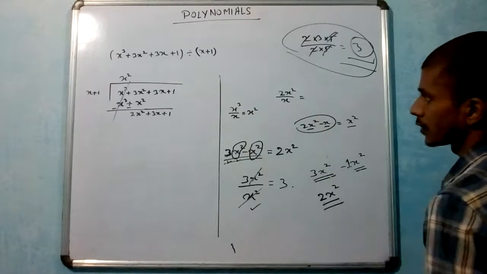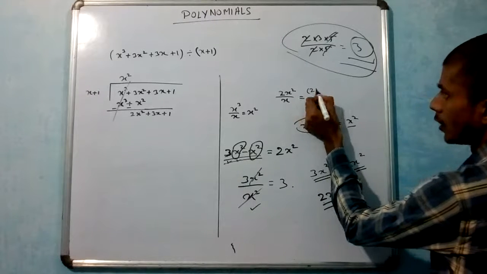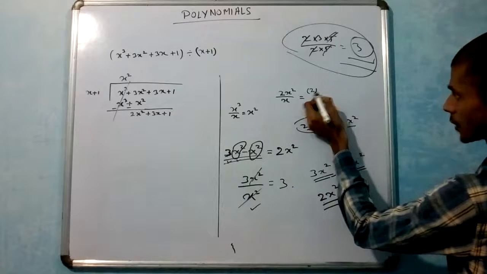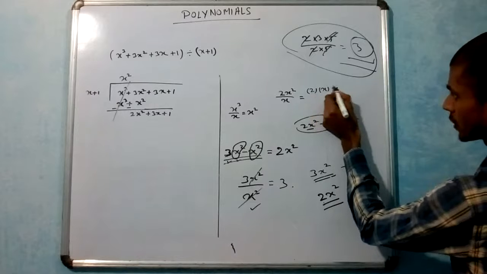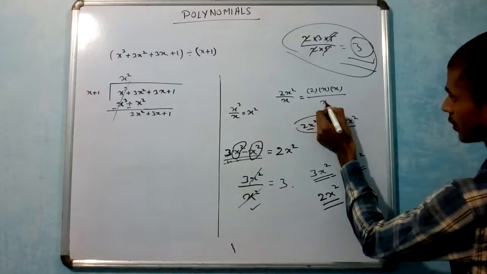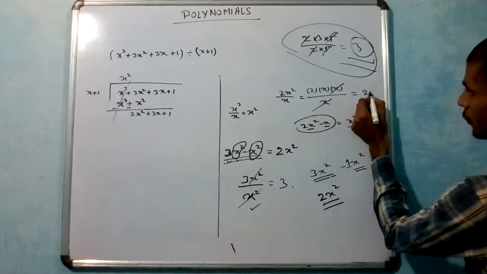2x square by x. How much will you get? What is 2x square? In so many ways I have explained. 2x square means 2 into x into x, divided by x. Now x is cancelling each other. How much is left? 2x.